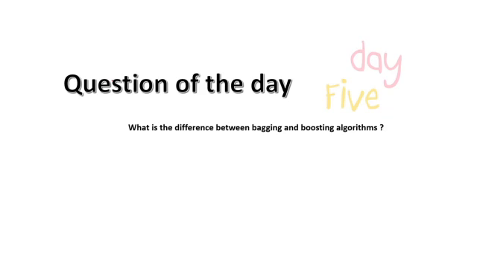And the question of the day is, what is the difference between bagging and boosting algorithms? Bagging and boosting are basically types of ensemble methods where instead of using one single model, we combine multiple models to improve the accuracy and reduce the variance. So now let's take a quick overview of how bagging and boosting work.